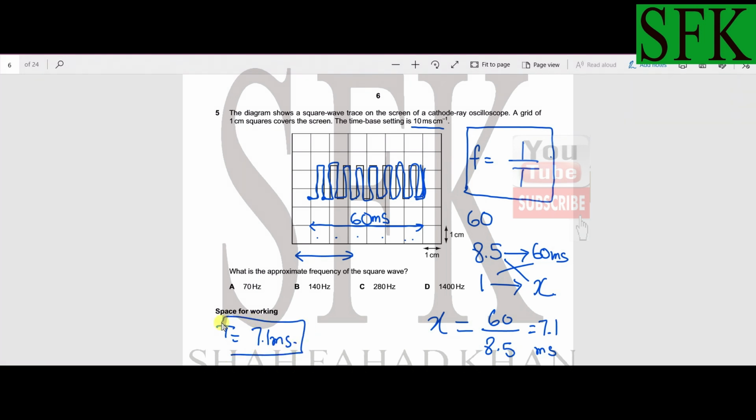Now using this time period, we are going to calculate the frequency. Frequency is equal to 1 upon time period, right? So 1 upon 7.1, and this millisecond has to be converted into seconds, and this gives us an answer of approximately 141 point something, which can be rounded off to 140. All right, two significant figures, so B would be the correct answer in this case.